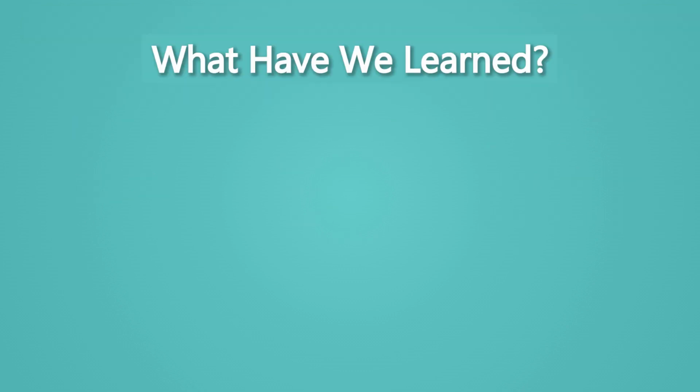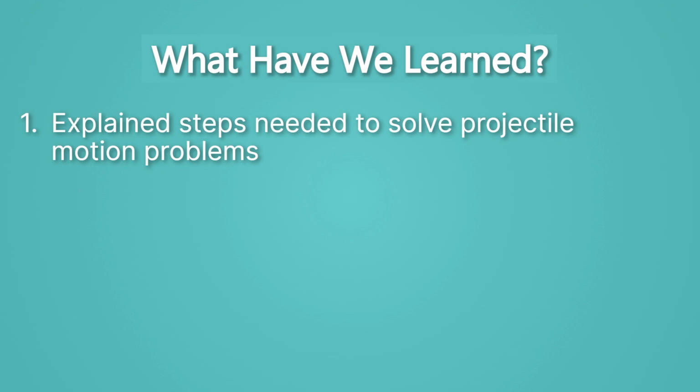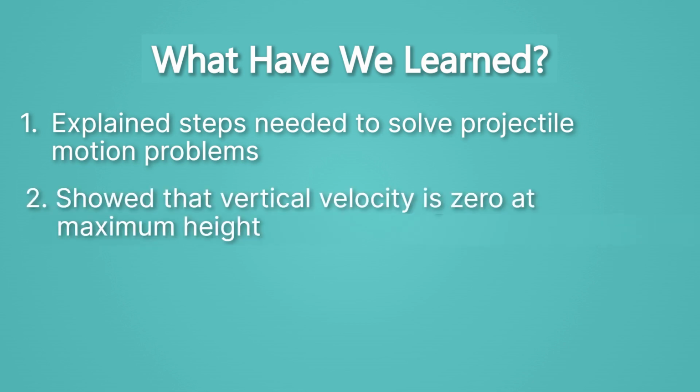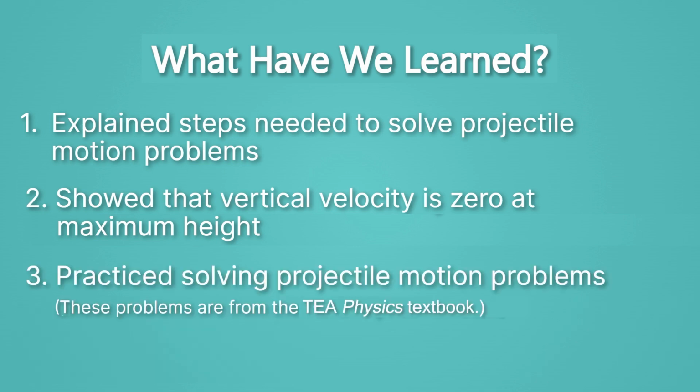Let's review what we've learned. We've explained the steps needed to solve projectile motion problems. Keep those steps handy as you look at all the problems that you need to do. Then we've showed that the vertical velocity is 0 at maximum height. Basically, whenever you throw something, before it can come back down, it has to stop and go at exactly 0 meters per second. So it goes up, up, up, stops, there the velocity is 0, and then down. We then practiced solving projectile motion problems from the TEAS physics textbook.